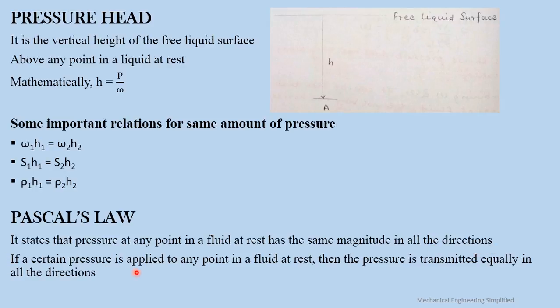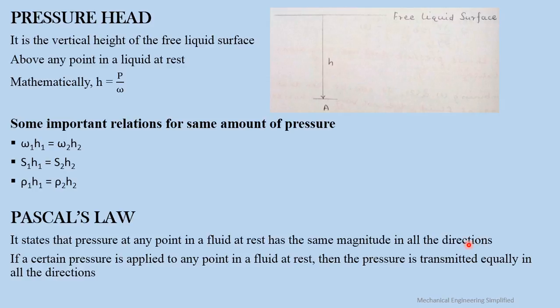It means if a certain pressure is applied to any point in a fluid at rest, then the pressure is transmitted equally in all the directions. That means the pressure intensity, or the magnitude of the pressure intensity, is the same in all the directions at a point. If you consider a control volume, and a point inside that control volume, and any pressure is applied onto that point, then that pressure gets distributed in all the directions with equal magnitude. This is the important statement of Pascal's law: the pressure at any point in a fluid at rest has the same magnitude in all the directions.